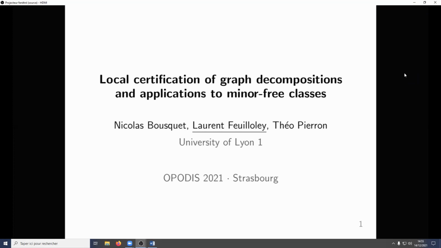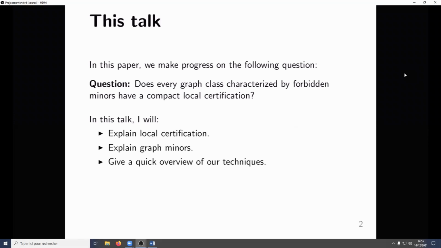And yeah, well, I will tell you a few things about this paper. So I said it's a joint work with Nicolas Bousquet and Théo Pierron. And well, here is what this paper is about. So there is this field called local certification, and I will start my talk by explaining what it is. And in this field, there is this question of certifying graph minors, which is something else I have to explain. It's something that comes from graph theory and that is relevant here. And well, I will finish with a quick overview of our techniques, probably not a long overview as we have a boat to take.